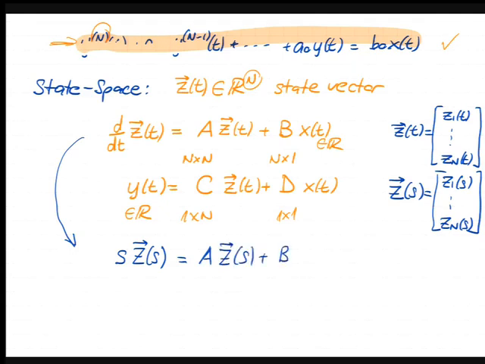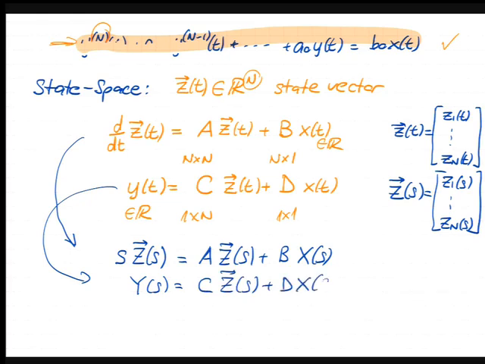And the right-hand side is linear, so linearity of Laplace transforms preserves everything. And b times x of s. I do the same thing here. I get y of s, which is not a vector, it's a scalar. C times z of s plus d times x of s. Goal, the aim is to relate y to x, get rid of this intermediate variable z, right? How do I eliminate z?